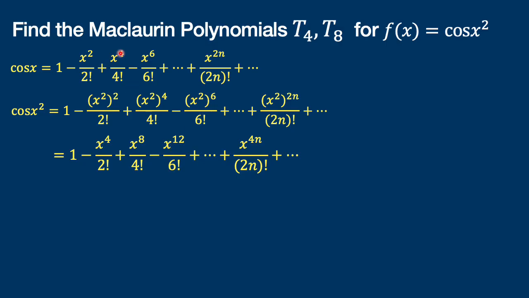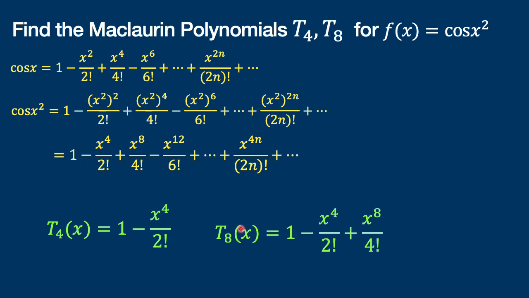We are looking for the Maclaurin polynomial of degree 4, so you take terms until degree 4. That's T4 of x: 1 minus x to the 4th over 2 factorial. How about T8, degree 8? You take from the first term to the degree 8 term. So T8 of x is 1 minus x to the 4th over 2 factorial plus x to the 8th over 4 factorial.